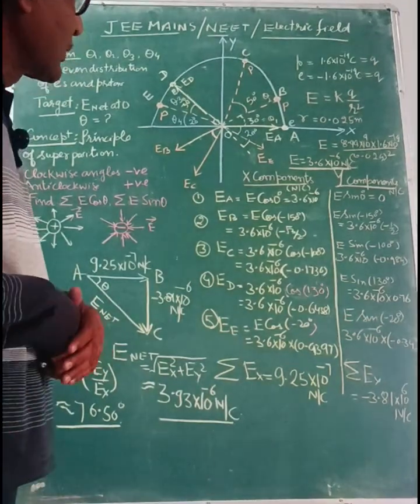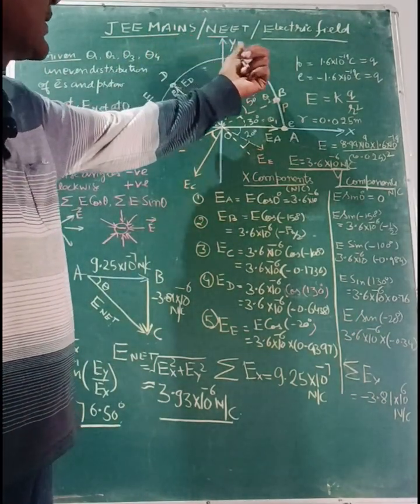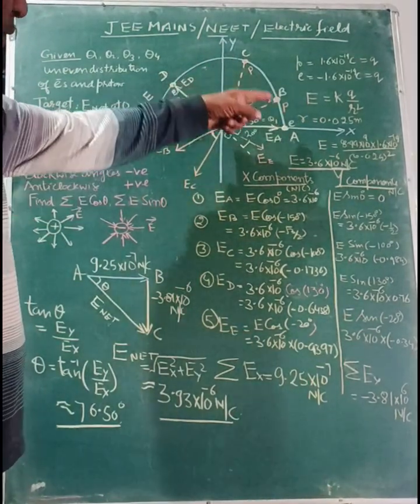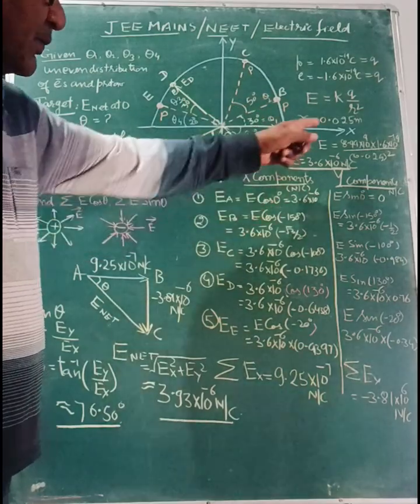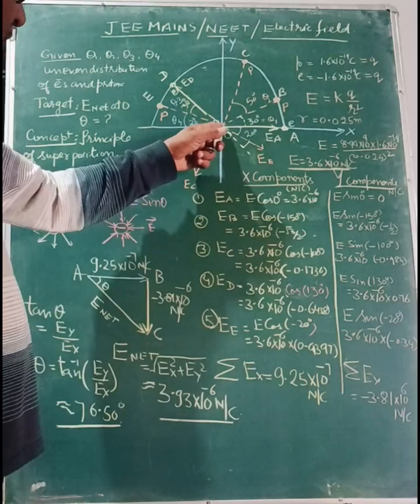आइए जरा एक वीडियो शूट करते हैं। इस वीडियो में हम एक न्यूमेरिकल करेंगे जो JEE Mains, NEET और इलेक्ट्रिक फील्ड के कॉन्सेप्ट पर बेस्ड है। This is an uneven distribution of electrons and protons. The distance, that is the radius of the circle, is 0.025 meter, and we have to find the net electric field at point O.